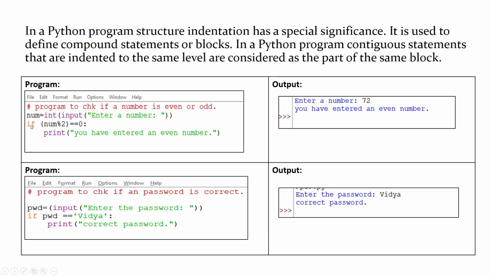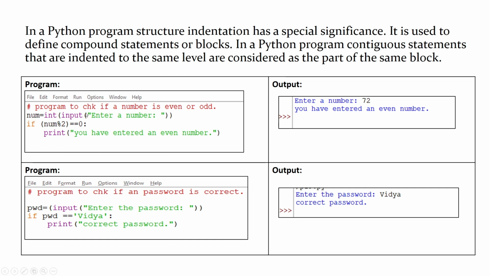Contiguous statements means consecutive statements one after the other. It may have more than one statement after the colon, so they will be called contiguous statements. Let us look at these examples. Program to check if a number is even or odd.